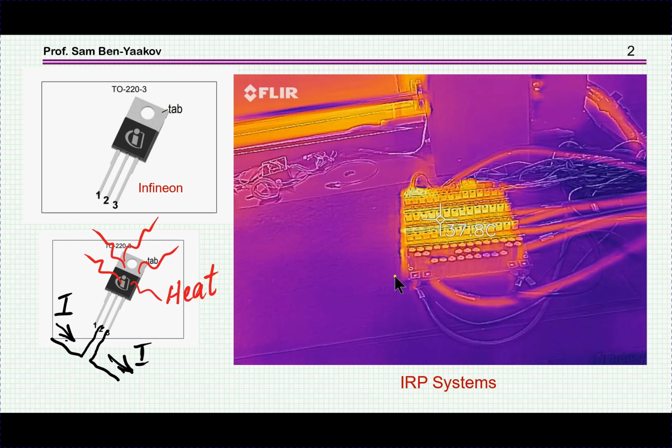I'm showing here a board with these transistors, as a matter of fact, TO220 packaged transistors, which are without cooling. And here there is some current passing through them, not the nominal current, much lower than that. And we can see the heating of these transistors via this thermal camera.